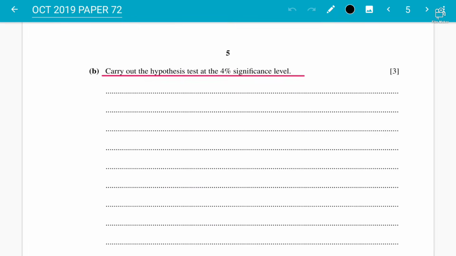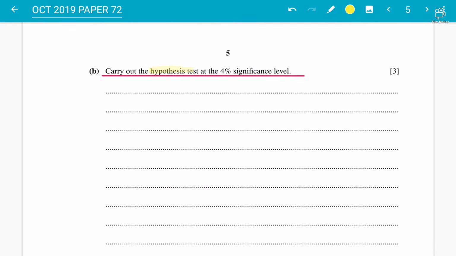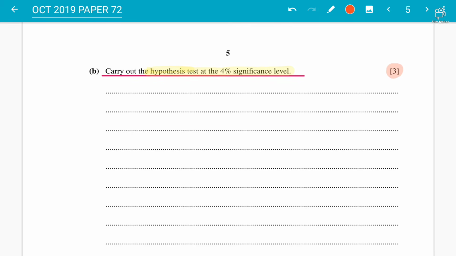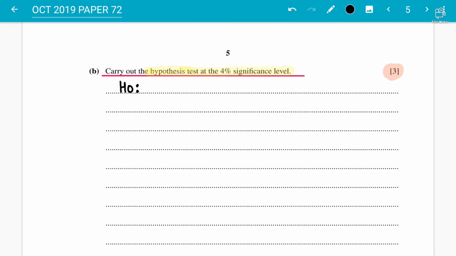Moving forward, we have part B of this question, case number 2 of the hypothesis testing for the normal distribution. We have to carry out the hypothesis testing, students, at the 4% significance level. You always start hypothesis testing with the step approach that I told in lecture number 1, which is worth 3 marks. Mention the null hypothesis, that the mean is 65.2.